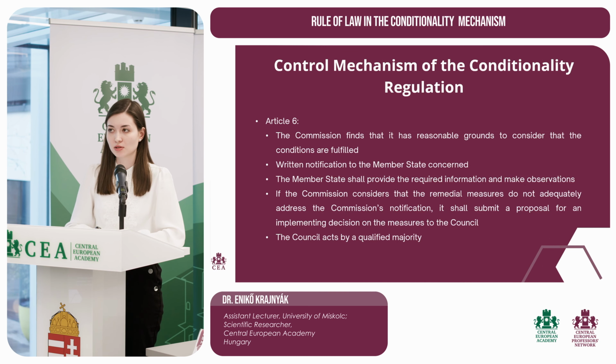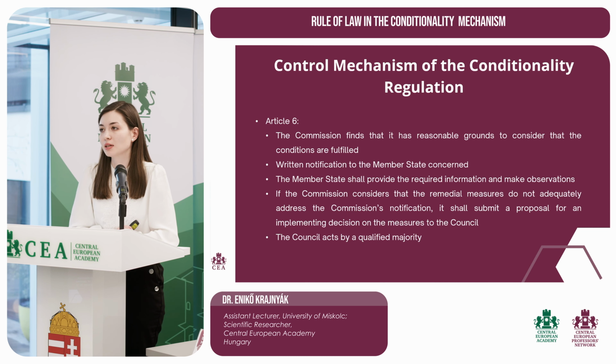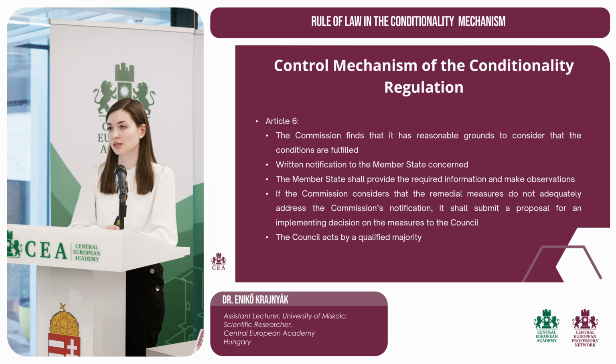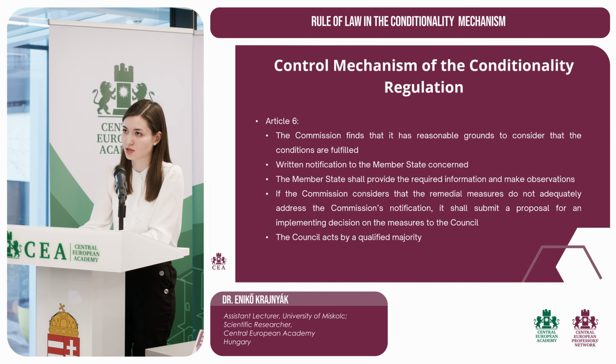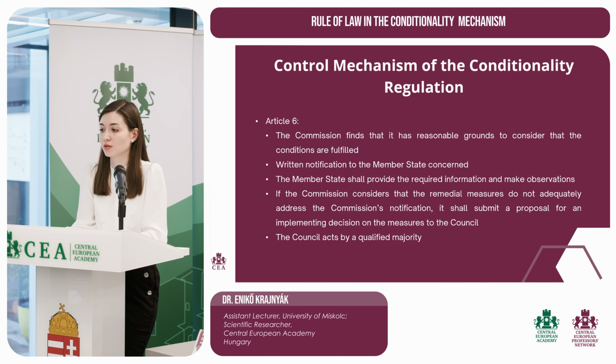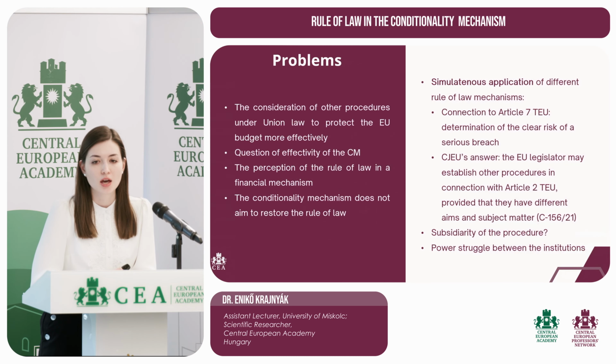As for the control mechanism, so we come to the procedural part. It is set out in Article 3 of the conditionality regulation. So when the Commission finds that it has reasonable grounds to consider that the conditions to trigger the mechanism are fulfilled, then it sends a written notification to the member state concerned, who shall provide the required information and make observations. If the Commission considers that the remedial measures do not adequately address the Commission's notification, then it shall submit a proposal for an implementing decision on the measures to the Council. And then the Council acts by a qualified majority.